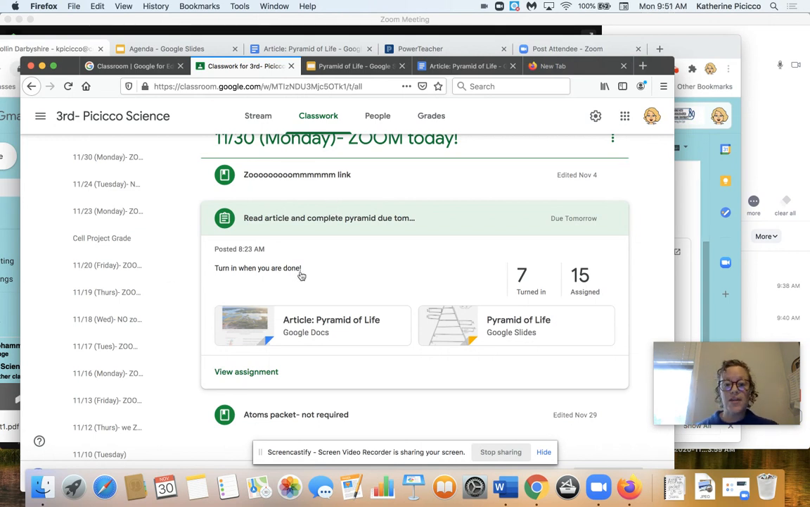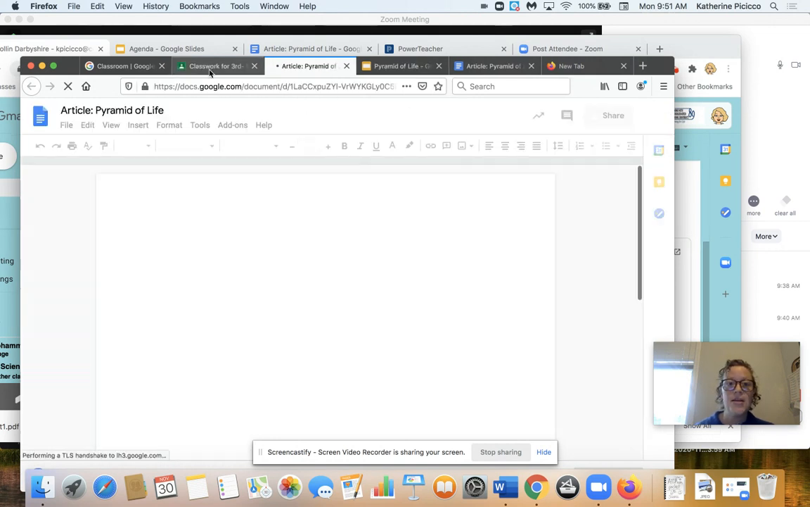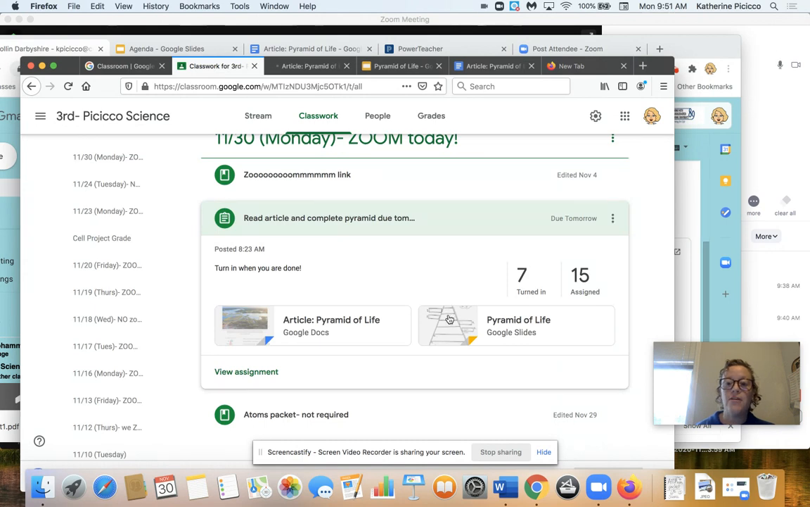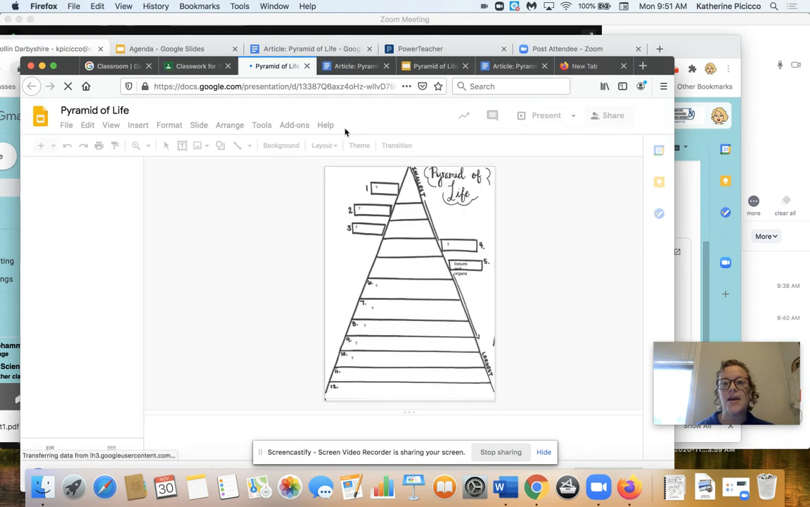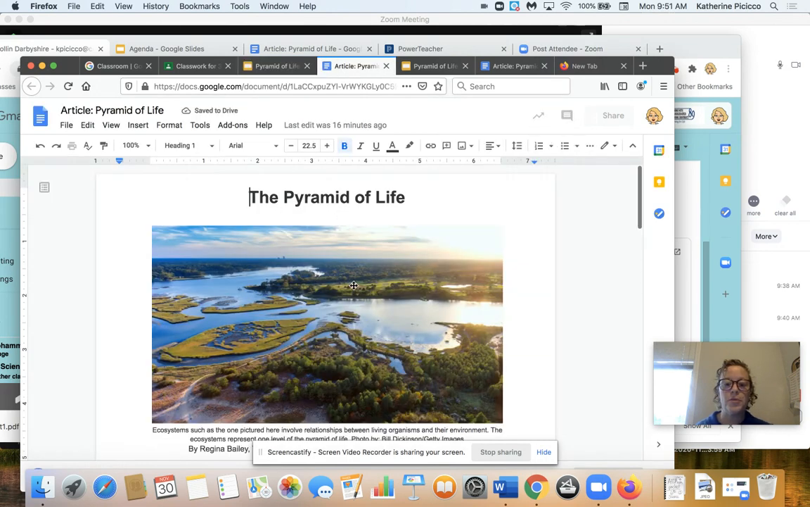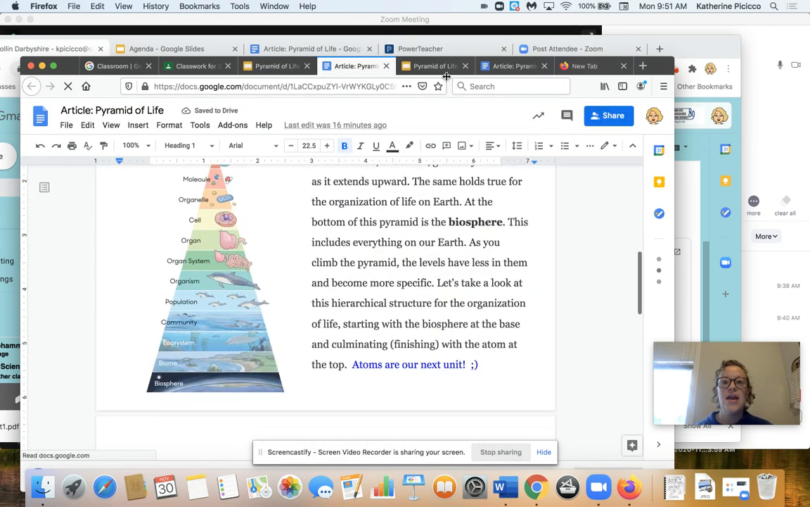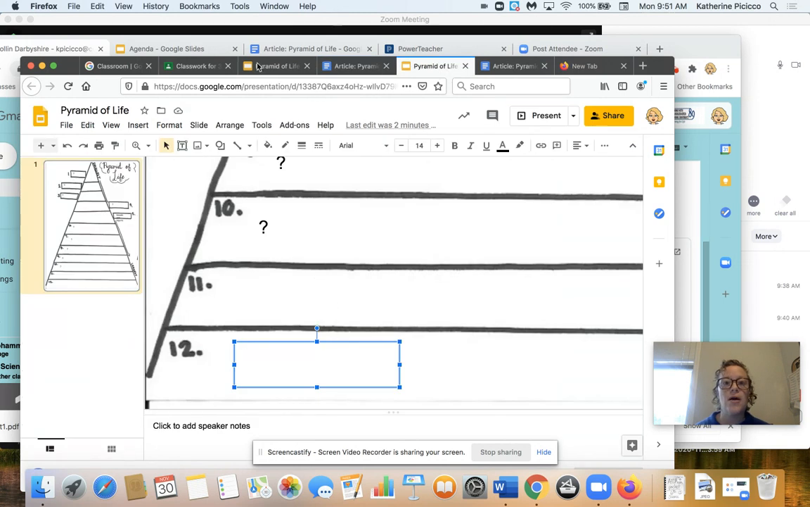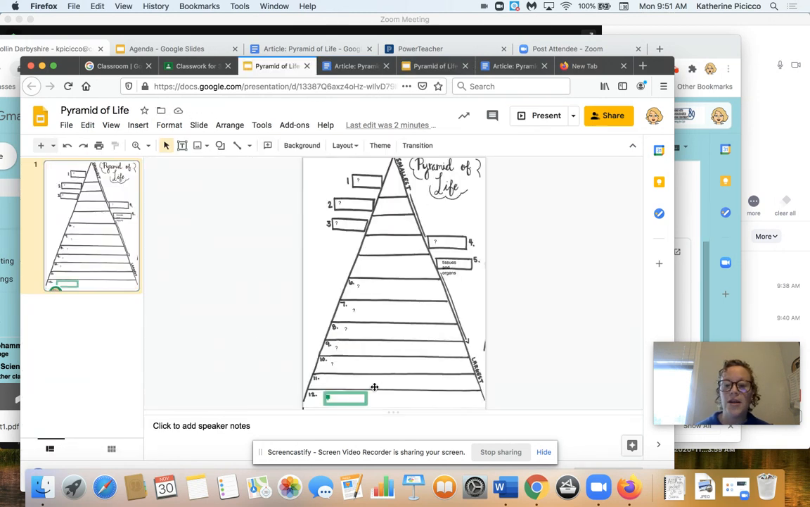So your assignment today is to read this article where it says Article Pyramid of Life, and then complete the simple graphic organizer. So what I would recommend right now is that you open up the article and that you also open up the Pyramid of Life and have them side by side on your computer. So I'll give you a second to do that. Open up the article Pyramid of Life, which looks like this. And then also open up this little pyramid, and I'll show you exactly what to do in just a second.